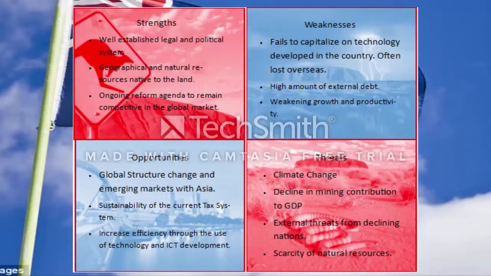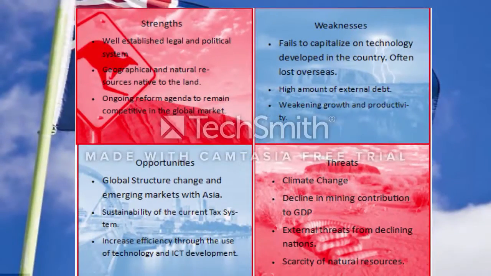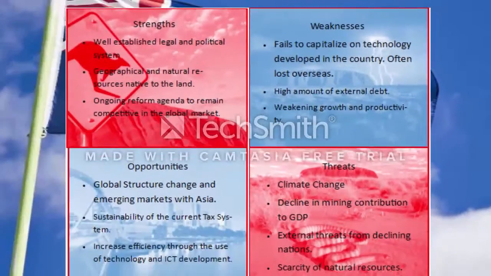We will conclude our discussion on Australia by looking at the strengths, weaknesses, opportunities, and threats to the country. Strengths include a well-established legal and political system, geographical and natural resources native to the land, and an ongoing reform agenda to remain competitive in the global market. Weaknesses include failure to capitalize on technology developed in the country, as it's often lost overseas, a high amount of external debt, and weakening growth and productivity.